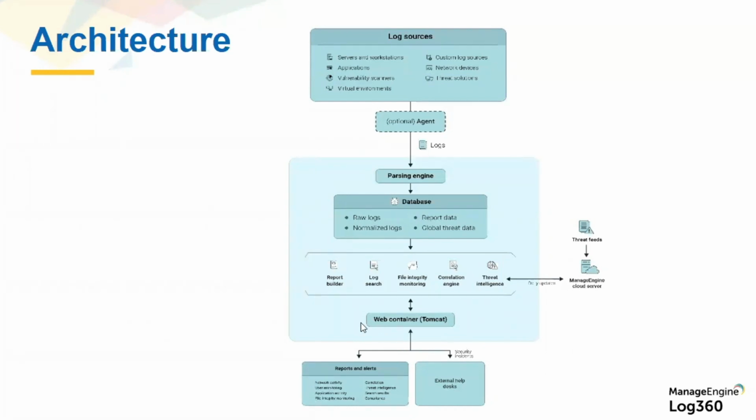So coming to the architecture of the software, once again, the log sources is this. Then agents. Why do we need agents? The agents are required only if you want to track the activities that are happening in the workstations, including the file integrity monitoring. Predominantly, file integrity monitoring is the only difference you would get if you have the agents deployed on the client computers, that is, on the workstation.